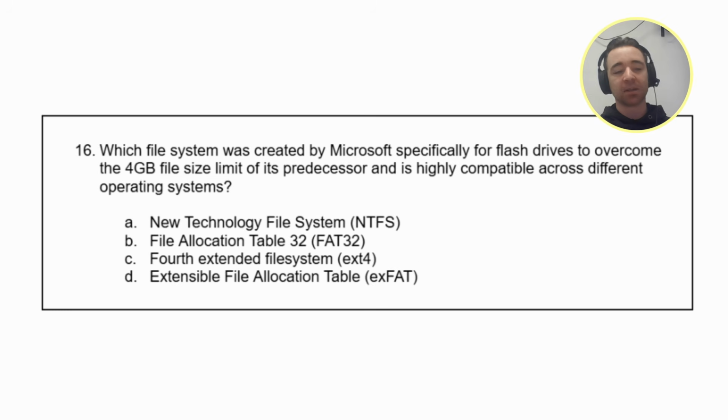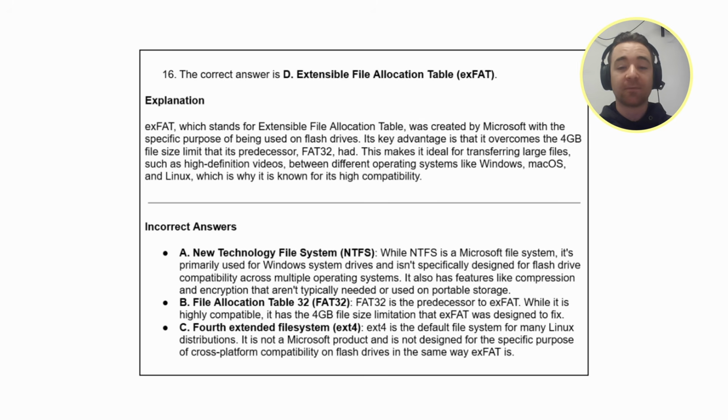The next question about this reads, which file system was created by Microsoft specifically for flash drives to overcome the 4 GB file size limit of its predecessor and is highly compatible across different operating systems? Is it A, NTFS? Is it B, FAT32? Is it C, ext4? Or is it D, exFAT? Pause the video if you need to. Your answer coming in 3, 2, 1. Here we go. It is D, exFAT. So exFAT, you can use it on a wide variety of OSs and at the same time have files as large as you want. Okay.